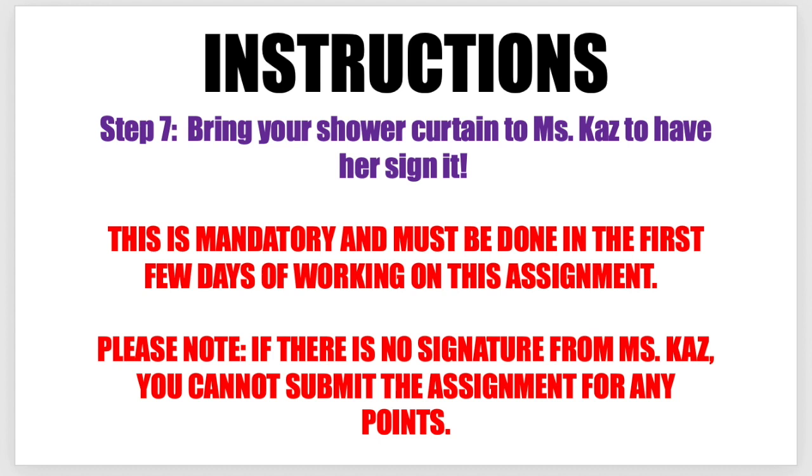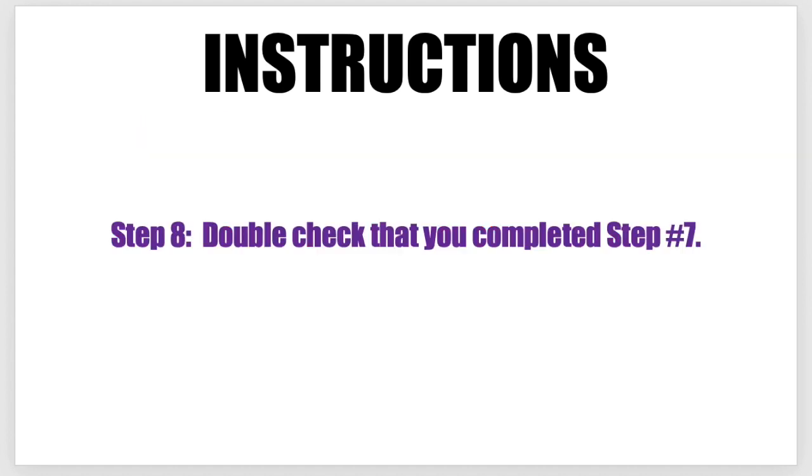Now, at this point, you should bring your shower curtain to me to have me sign it. This is a mandatory step and must be done in the first few days of working on this assignment. Please note that if there's no signature from me that was acquired at this particular time, you cannot submit this assignment for any points. So do not skip this step. If you get started on the 20th century, that's okay, but there should be no other writing in any other time period when I provide you with my signature. If you come to me with a shower curtain that has writing in any of the other 3 time period sections, I will have you restart.